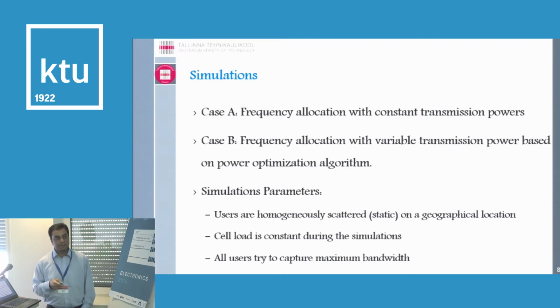What are the results? Basically, some simulation parameters: the users are scattered randomly in the cell, but they are not moving. They are fixed during the simulation time, and the number of users is also constant. Cell load is not changing, and all the users are trying to capture the maximum resources. So I'm considering the full load buffer model. It means all the users are trying to capture as many resources as possible. So it's like a worst case scenario to analyze.